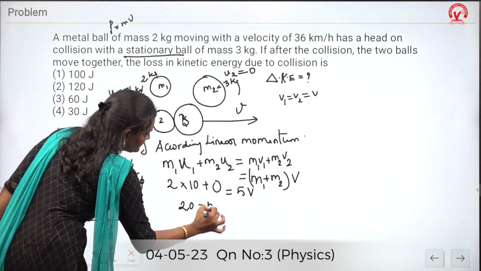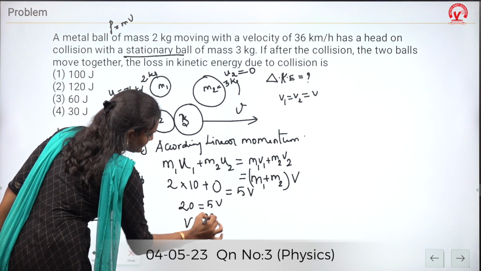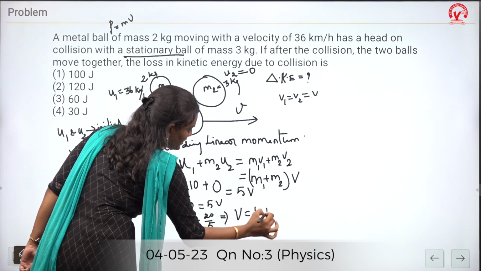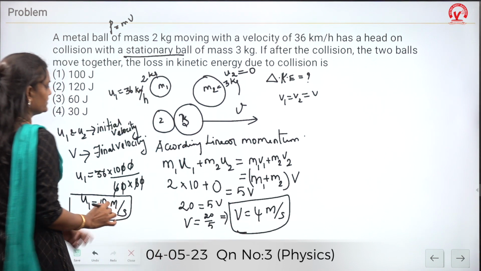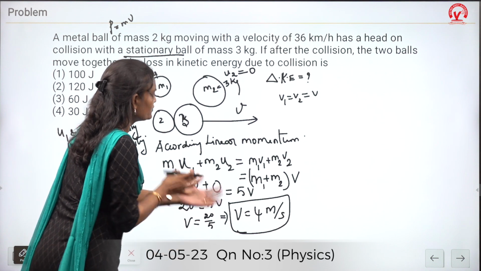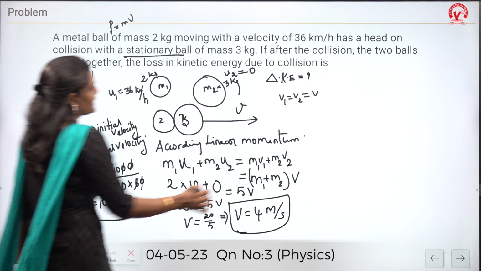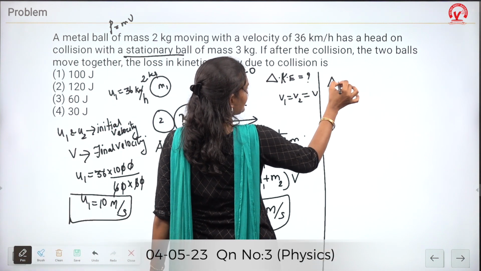20 is equal to 5 V, and V is equal to 20 divided by 5, which can be written as V is equal to 4 meter per second. So we got the velocity V is equal to 4 meter per second. And our aim now is to calculate the loss in kinetic energy.